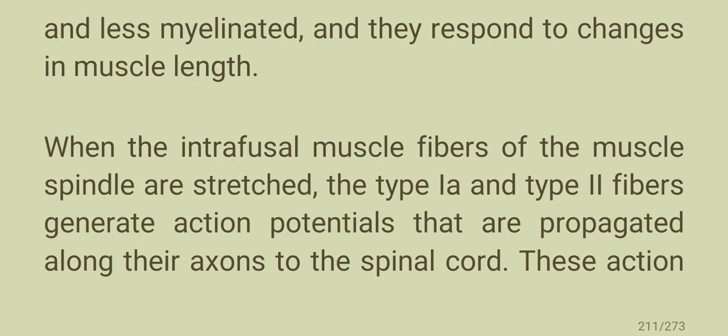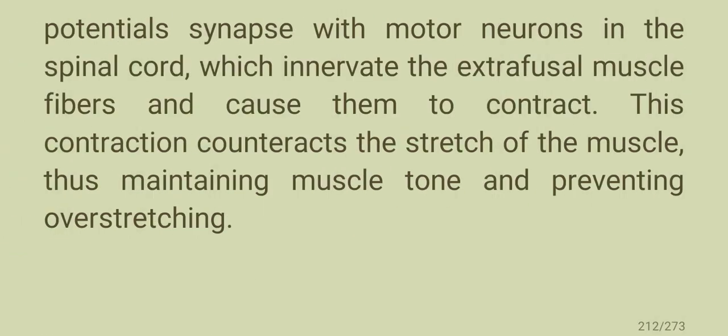When the intrafusal muscle fibers of the muscle spindle are stretched, the type 1A and the type 2 fibers generate action potentials that are propagated along their axons to the spinal cord. These action potentials synapse with motor neurons in the spinal cord, which innervate the extrafusal muscle fibers and cause them to contract. This contraction counteracts the stretch of the muscle, thus maintaining muscle tone and preventing overstretching.